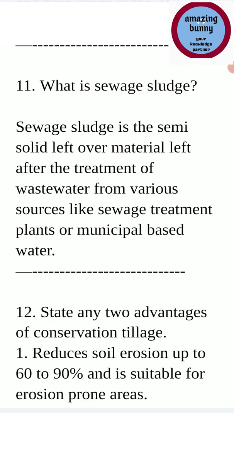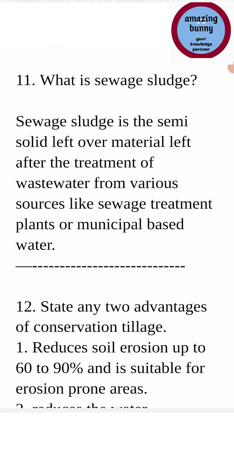What is sewage sludge? Sewage sludge is the semi-solid leftover material which remains after the treatment of wastewater from various sources like sewage treatment plants or municipal water treatment plants.